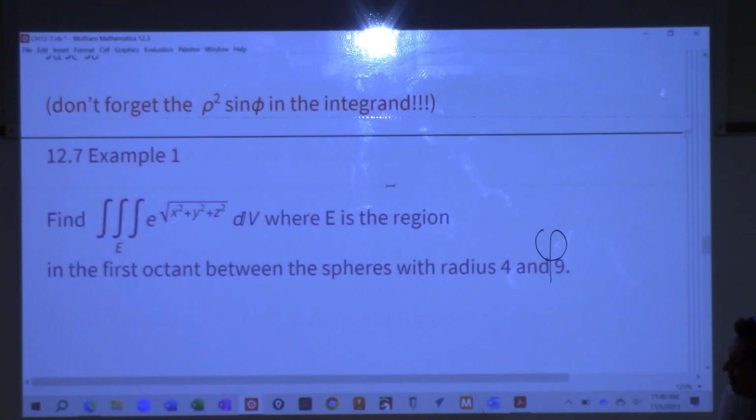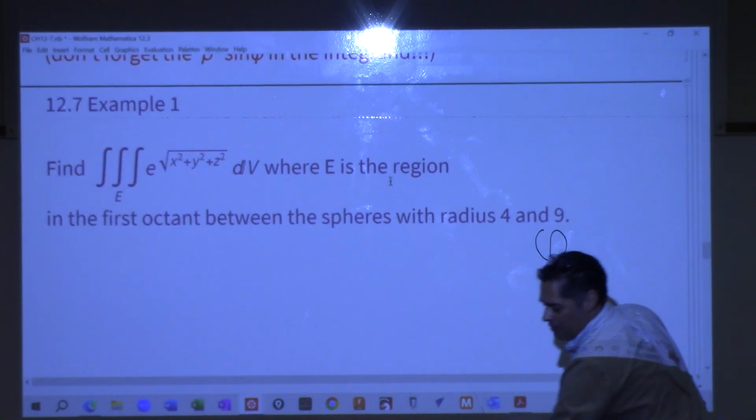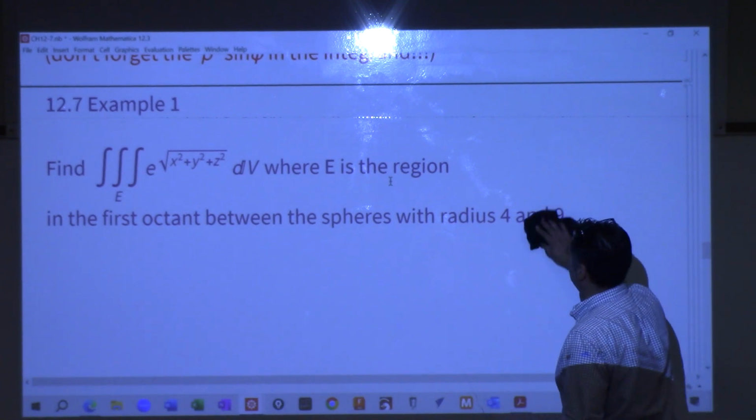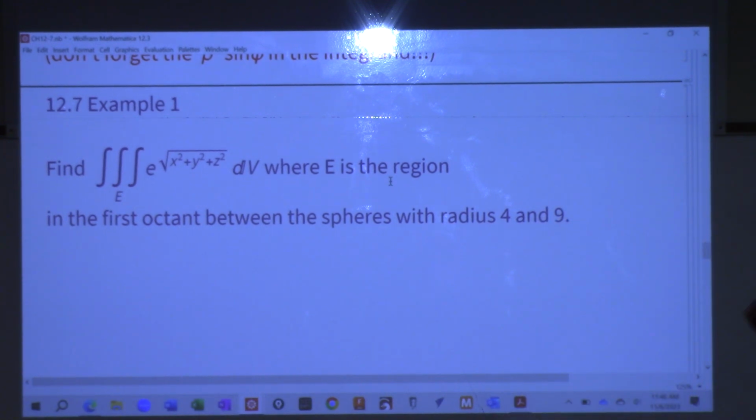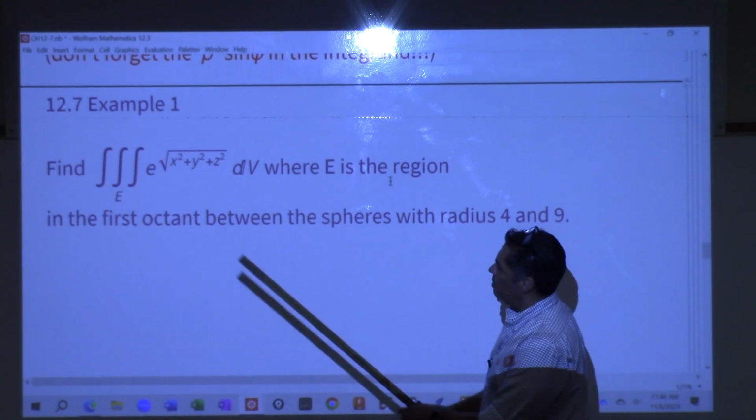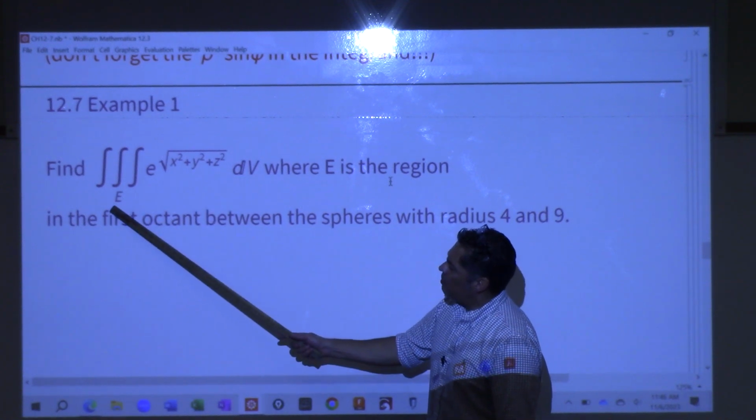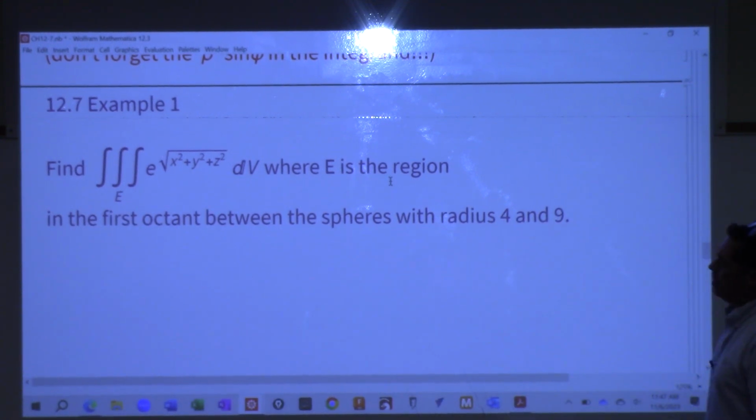All right, let's get to a problem. Right into it. Look at that integrand. That looks terrible. Okay, we're integrating over the solid E. What is E? E is the region in the first octant between the spheres of radius 4 and 9.